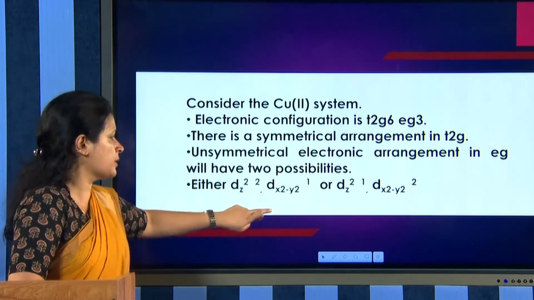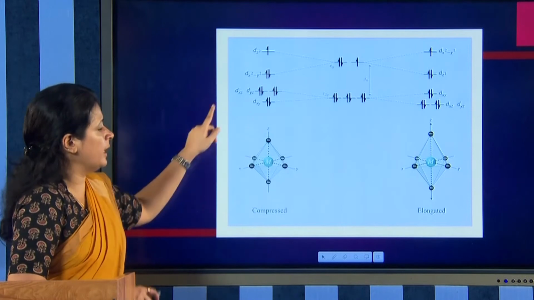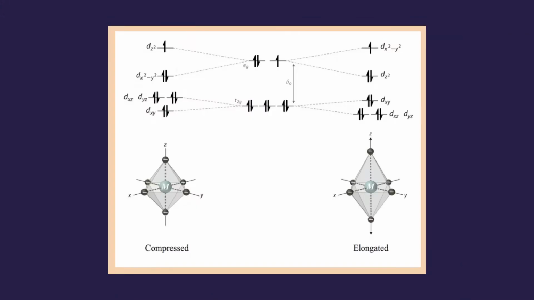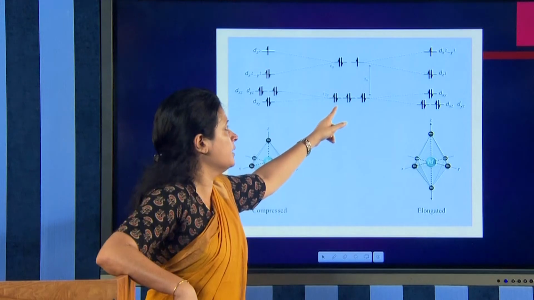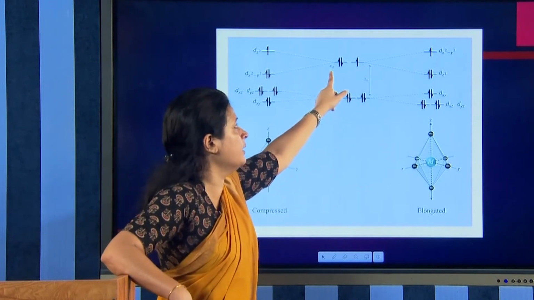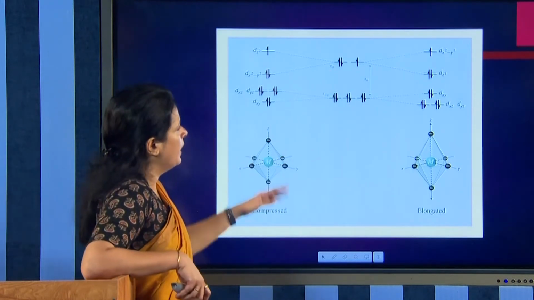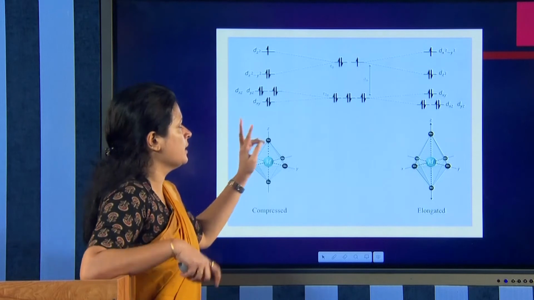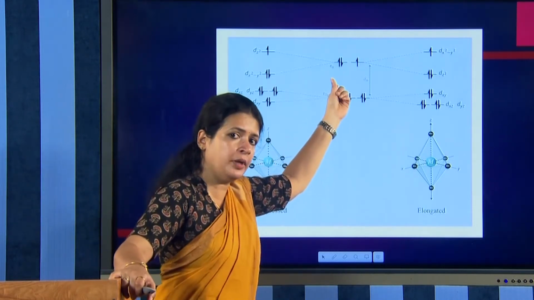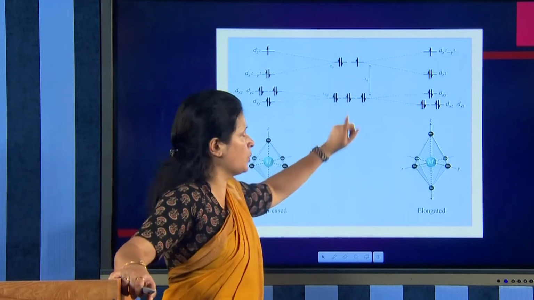So, there are 2 possibilities. Since this is a D9 system, that is, we are discussing the copper 2 plus, Cu2+ system, it means 9 electrons are there. In the first case, that is T2G and Eg, we have 6 electrons in the T2G and 3 electrons in the Eg. Now, there are 2 possibilities: the third electron can occupy either dx square minus y square or dz square.